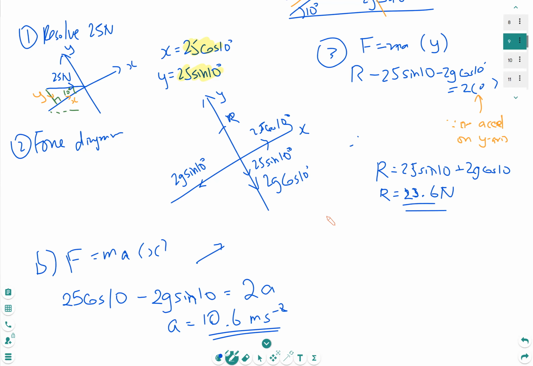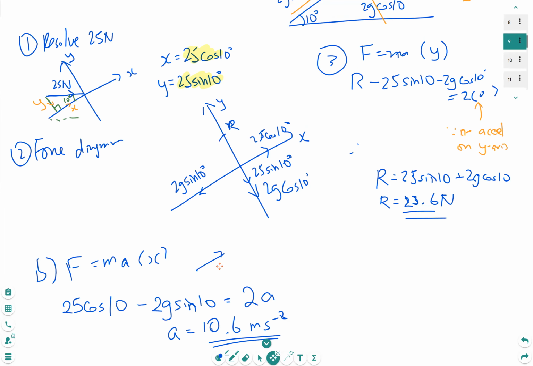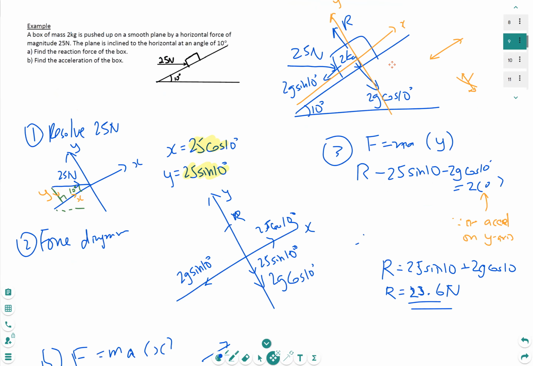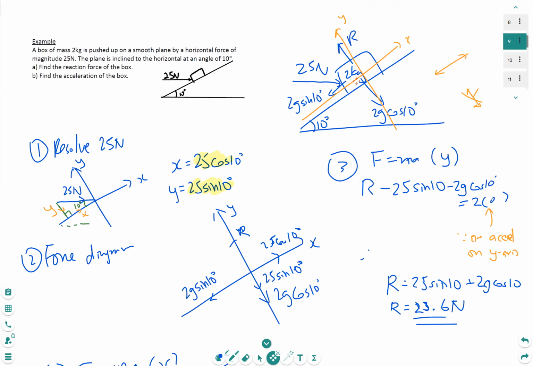Okay, so 5.2, what you've learned today is 3 steps. Actually, there's a pre-step, which is to put in R, mg cos 10, mg sine 10. Resolve any forces that are not on the axis. Do a force diagram to put in all the forces in the right place, facing the right direction on the x and y.